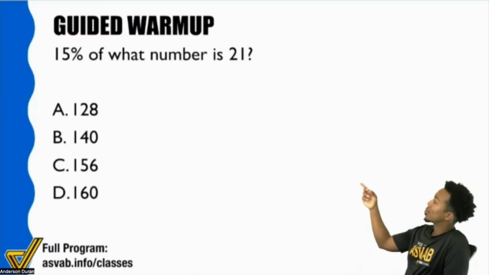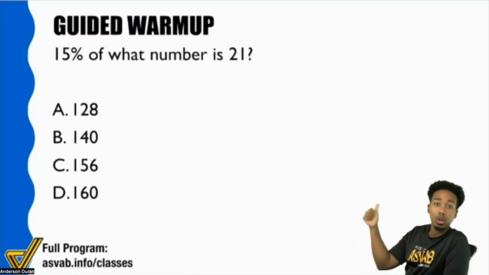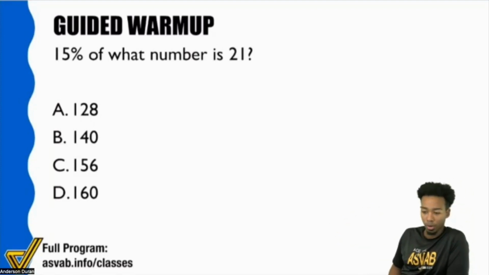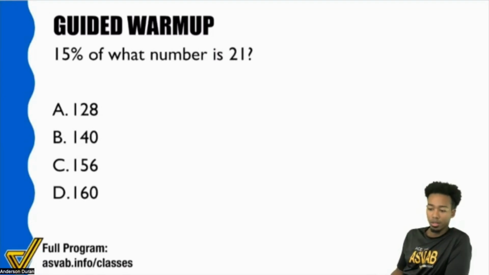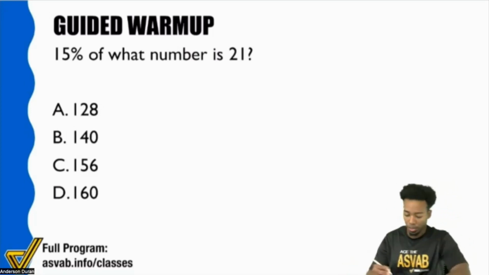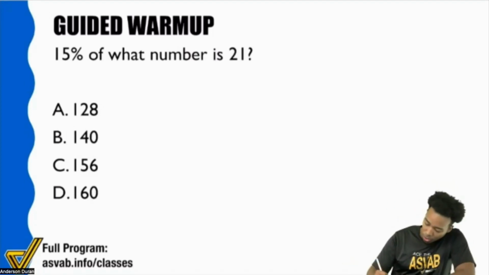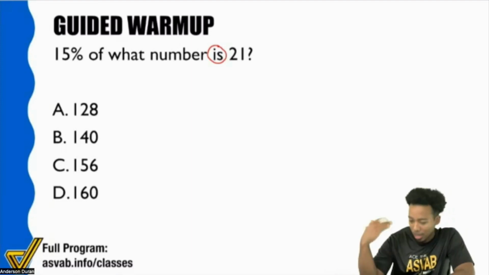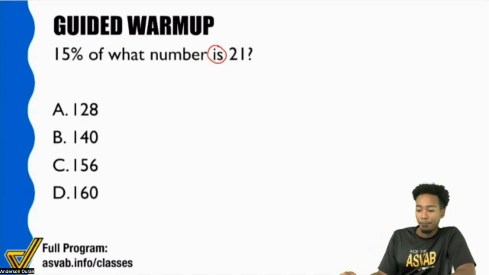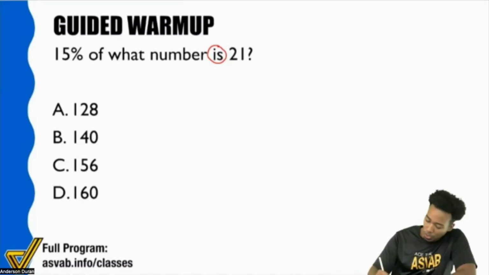15% of what number is 21? Quick question. Are we looking for the result, the percent, the original? What are we looking for? Original. The original. Yes, that is what we're looking for. So let's get into it here. Set this up. The word is really what you want to track. Everybody, what does the word is translate to? The equal sign, that's correct. Bam. So we know that that's your equal sign right there.